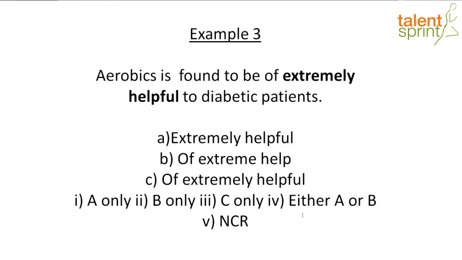But if I feel the highlighted phrase in the sentence is grammatically correct as it is and no correction is required, then I will select option 5. But let's fall back on our sentence and understand the meaning that it's conveying. Aerobics is found to be of what to diabetic patients? Here again, another tip for you to identify the noun form. It answers the question what, right?